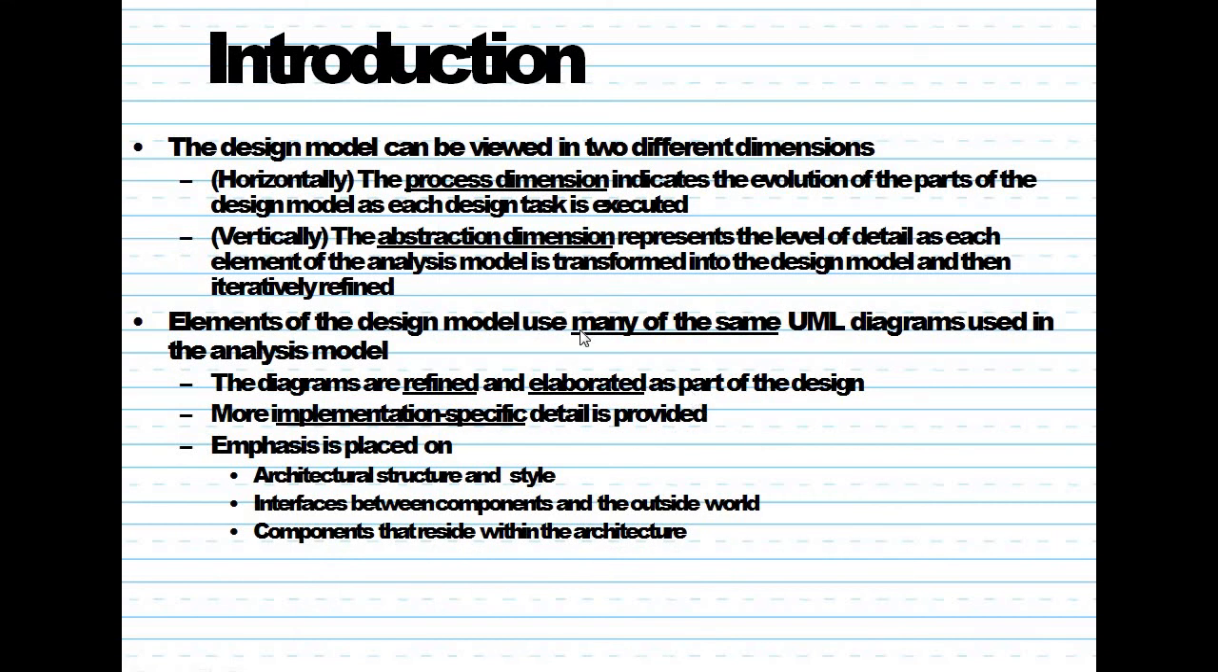Design models are of two further types: horizontal and vertical. Horizontal indicates the various parts of the design model, and vertical indicates the representation of levels of detail. It uses many of the same diagrams, like UML, that is Unified Modeling Language, during the design of the model. So it may be refined or elaborated, or it may be implementation specific detail.